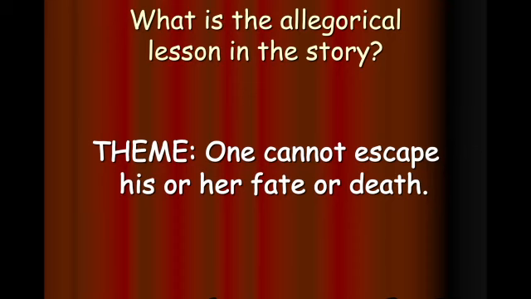So what is the allegorical lesson in the story of the Masque of the Red Death? Well, one cannot escape his or her fate or death. Prospero has got a lot of money. I mean, you can see the word prosper in his name. He figured if he took all of his friends and family members and trapped them away in a castle, we could actually escape the Red Death.